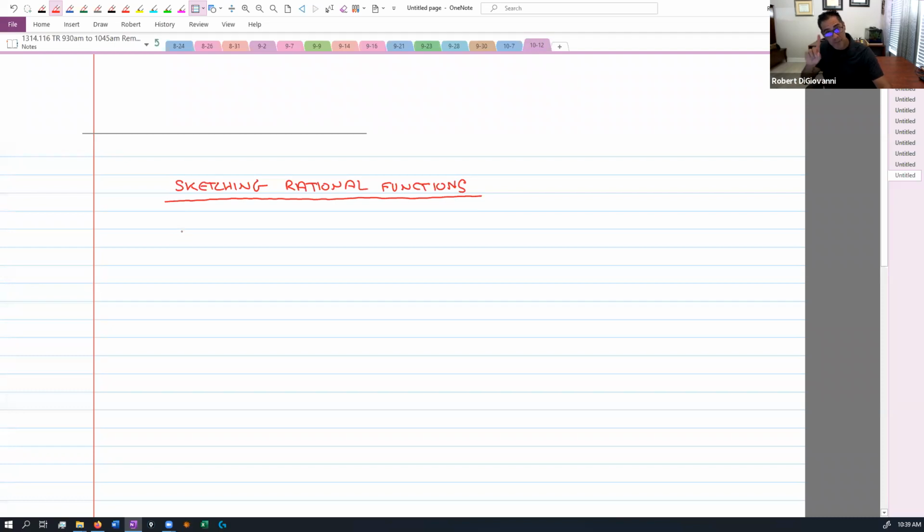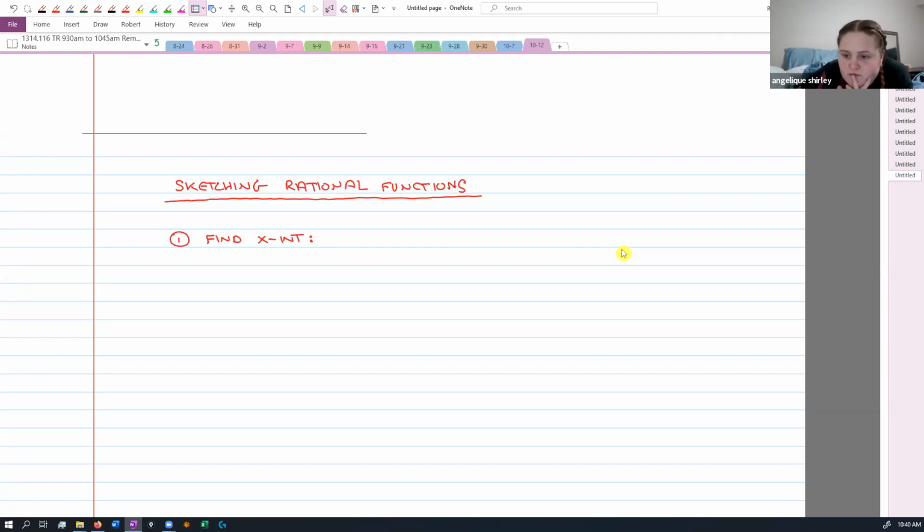So the first step to sketch a rational function is to find the x-intercepts. And how am I going to do that? Maybe you tell me. How will I find the x-intercepts on a rational function? You look at the numerator, and then set it to 0, right? Yeah. Just set the numerator to 0.